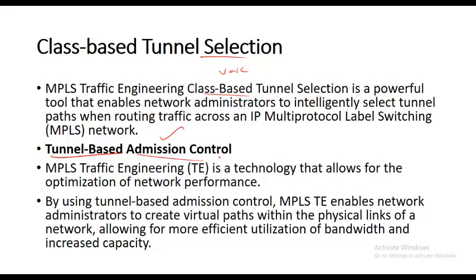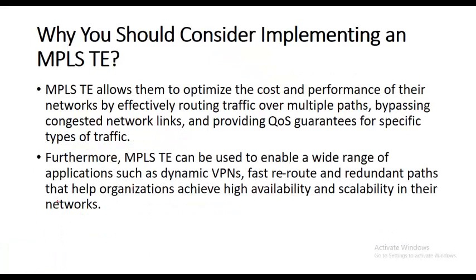Tunnel is selected based on the admission control. So why should you consider implementing traffic engineering? Better QoS, better load sharing. I can bypass the congested paths. I can have dynamic VPNs. I can have fast reroute. I can have redundant path, high availability, scalability, all this.